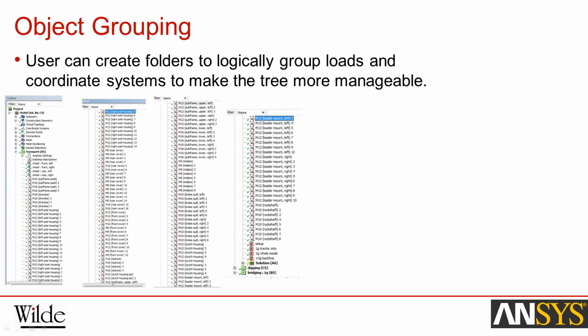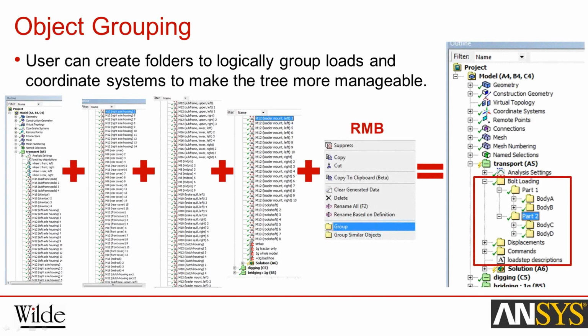Object grouping allows the user to logically group loads and coordinate systems into folders to significantly reduce the size of the analysis tree. In the example shown here, over 100 bolt pretensions have been reduced into only a couple of branches in the tree.